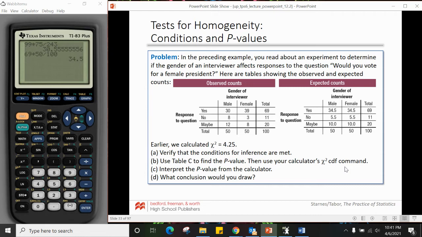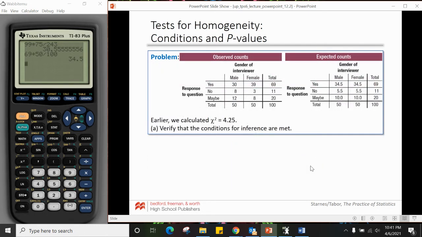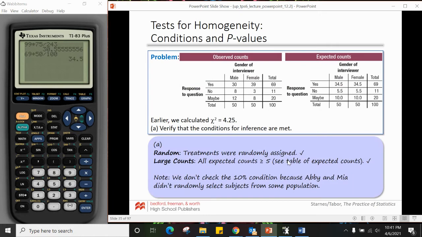So here's my observed counts. Here's my expected, and it's just kind of go through steps A, B, and C. So verify the conditions for inference are met. Well, we know there's a random sample of 100 people, and then all expected counts are larger than 5.